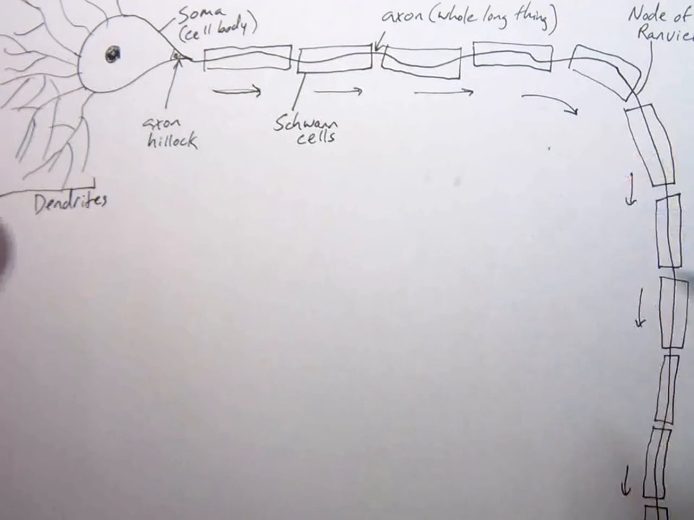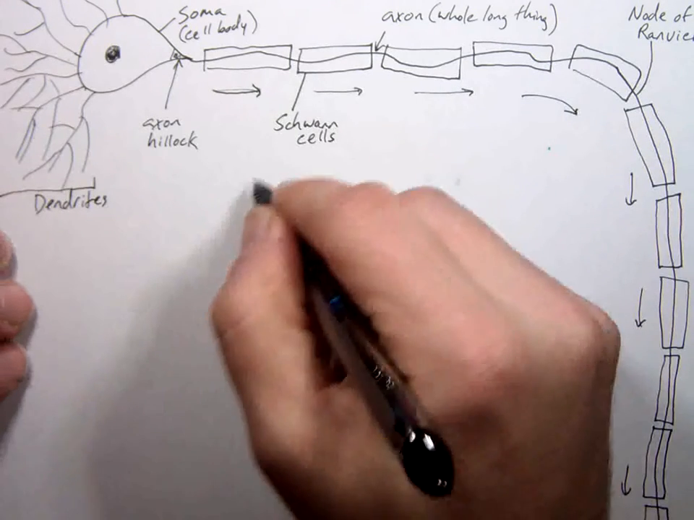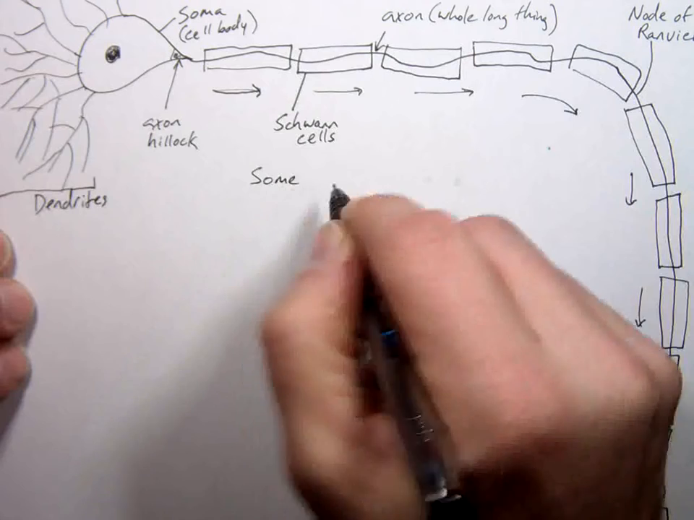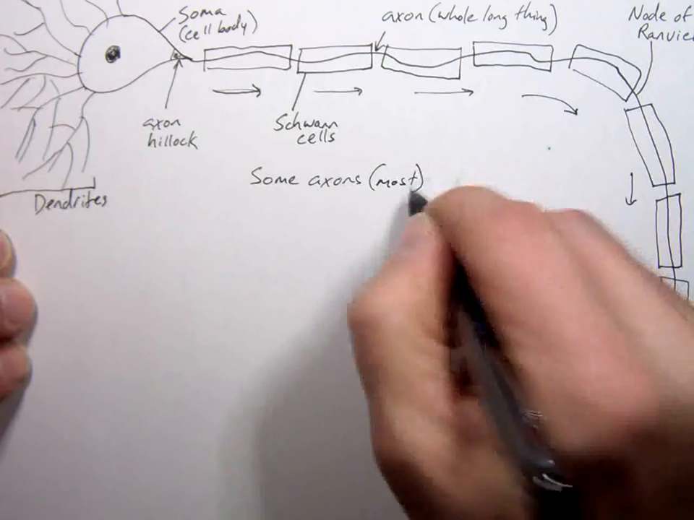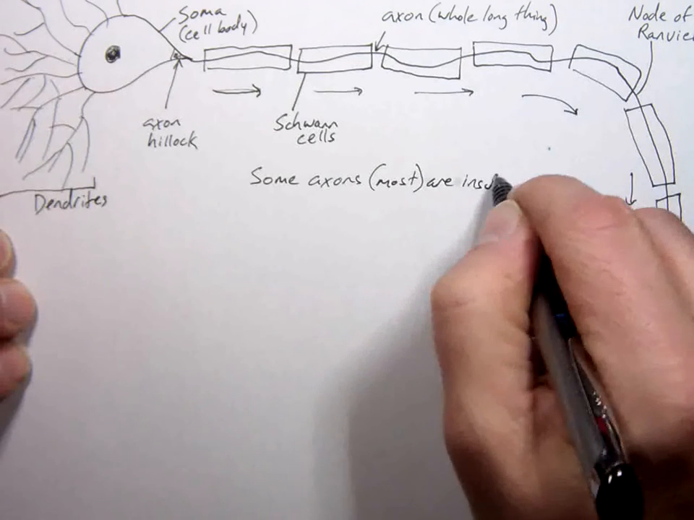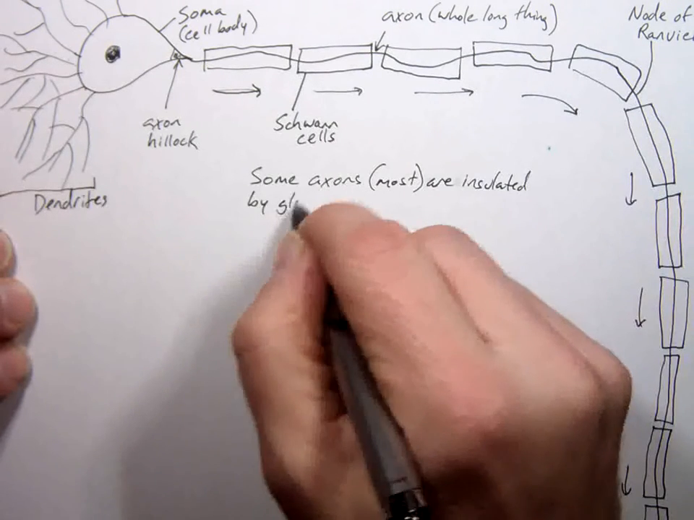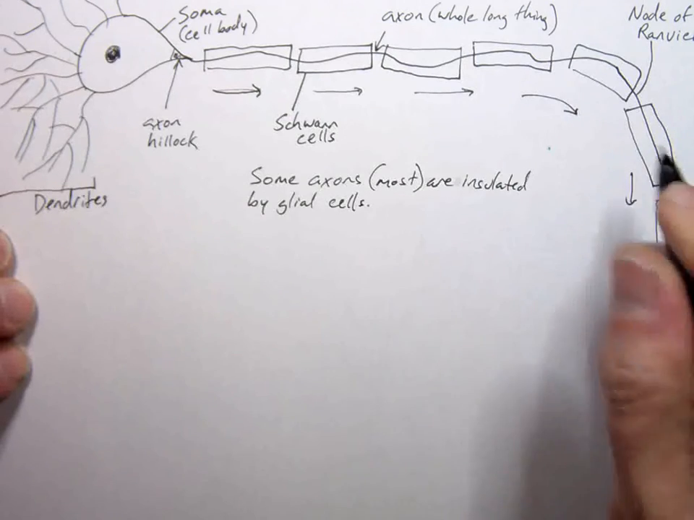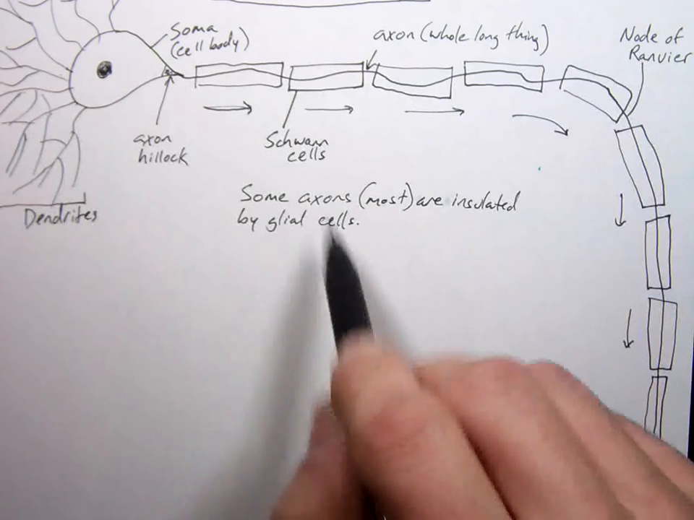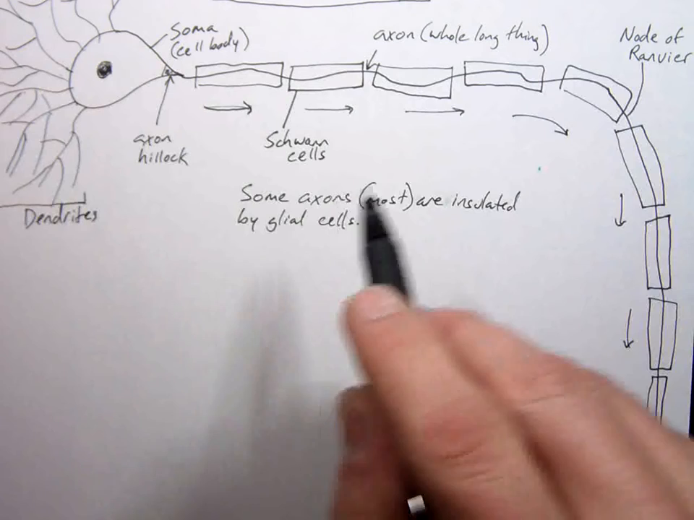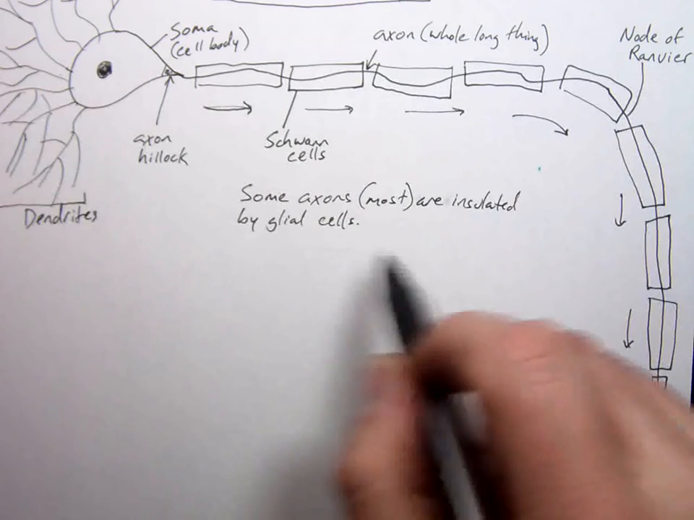Anyway, so here's the deal. Not all of them have to be insulated, but many of them are. Some axons, in fact, I'd venture to say most axons are insulated by glial cells. Remember, glial cells are another term for neuroglia. This is one type. There's another type that myelinates axons. There's another type that helps myelinate cell bodies and things like that. But they're insulated by glial cells.